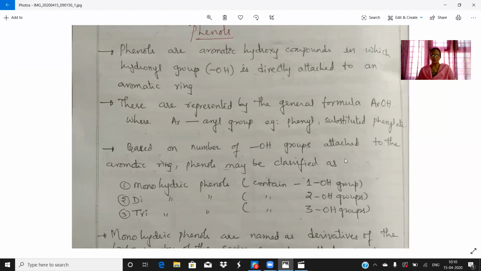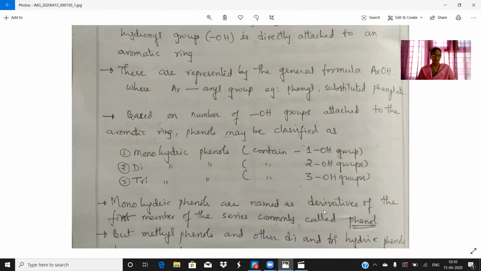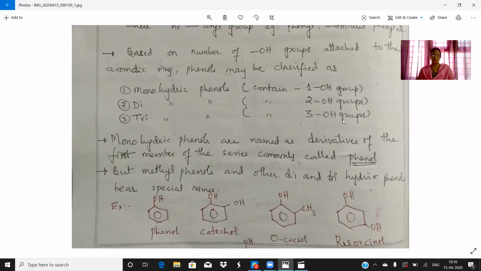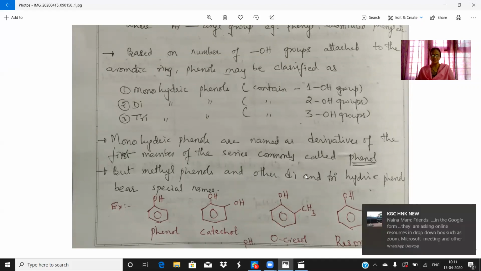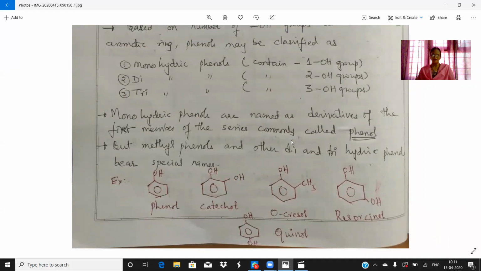Based on number of OH groups attached to the aromatic ring, phenols may be classified as monohydric phenols, that is which contain one OH group, dihydric phenols, which contain two OH groups, trihydric phenols, that is they contain three OH groups. Monohydric phenols are named as derivatives of the first member of the series, commonly called phenol. But methyl phenols and other di- and trihydric phenols bear the special names.